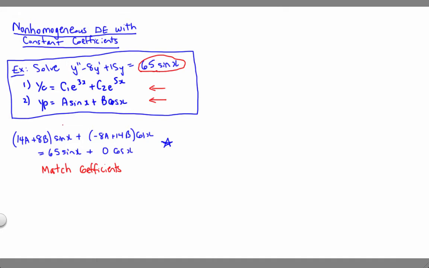So since we've got an equation, we should have the same number of sine x terms on both sides of the equation, and we should have the same number of cos x terms on both sides of the equation. So we're going to be able to match up the coefficients. We're going to be able to say 14a plus 8b is going to have to be equal to 65. So that gives us one equation.